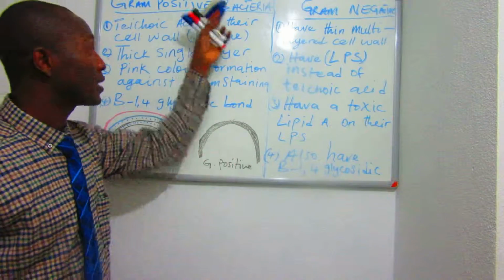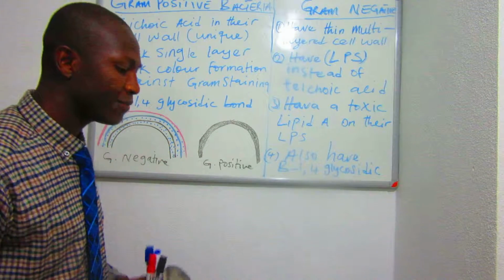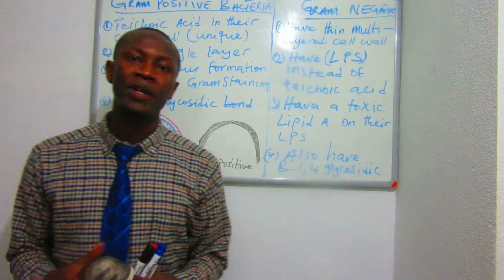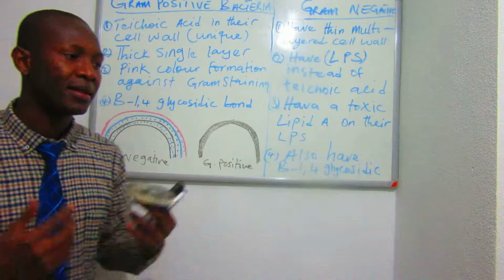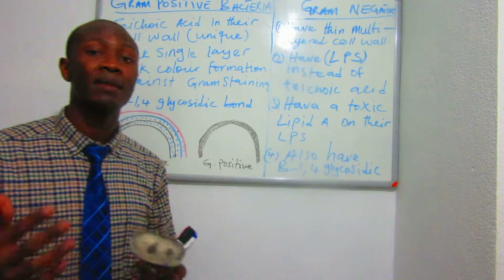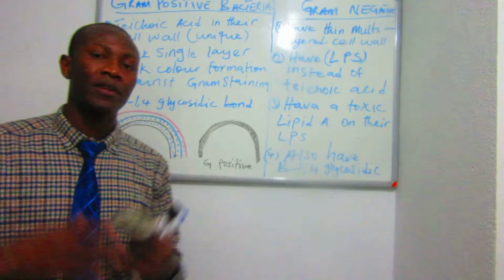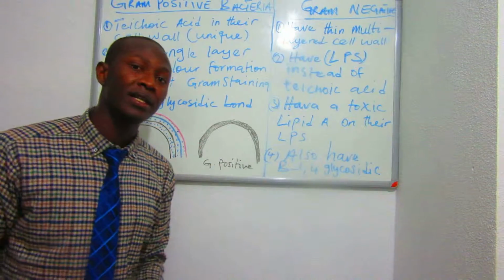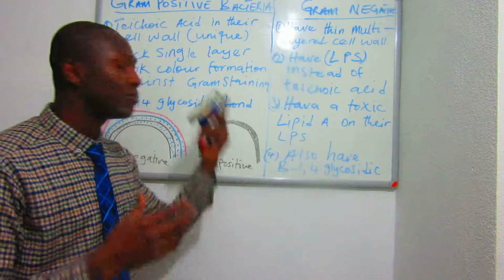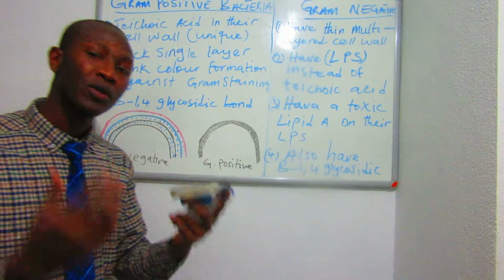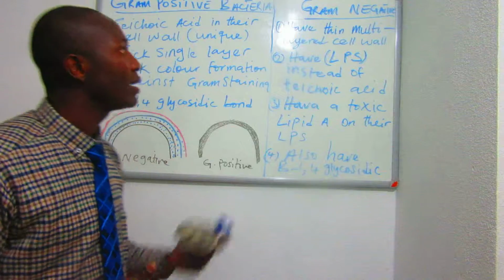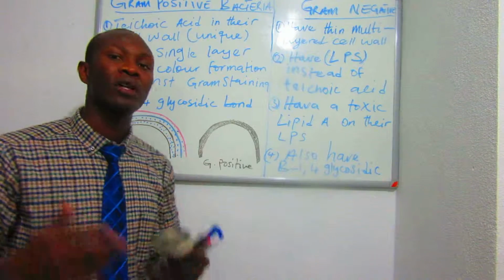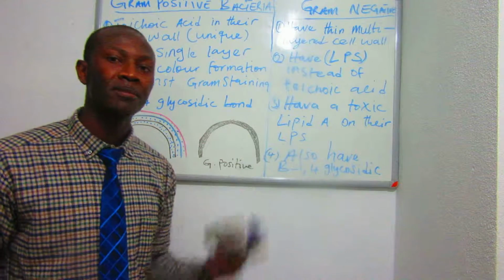Basically today we're going to look at the differences between the gram-negative bacteria and the gram-positive bacteria. In our previous lectures we have discussed what it means by saying gram-positive or gram-negative bacteria. Just a recap: we said gram-positive bacteria are those bacteria that show purple color against the gram stain, whereas the gram-negative bacteria are those bacteria that show red against the gram staining.